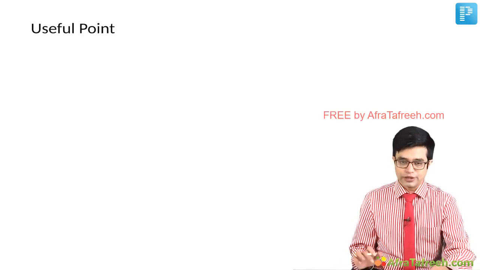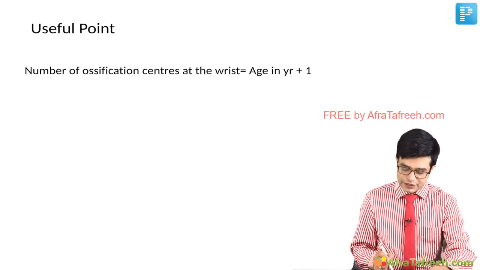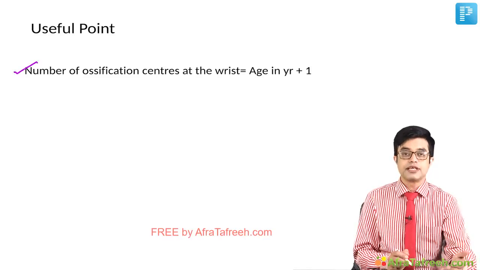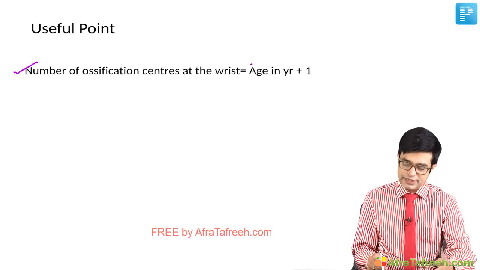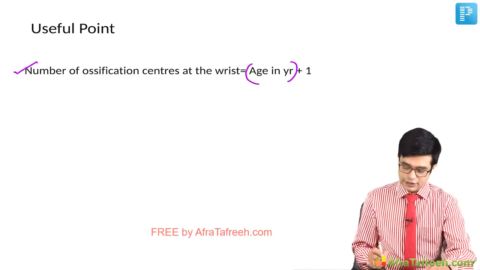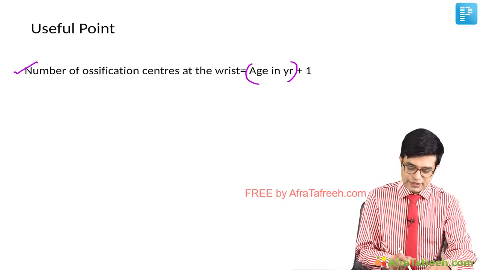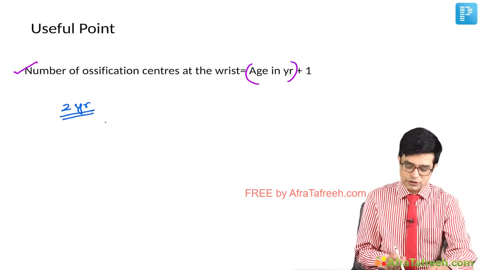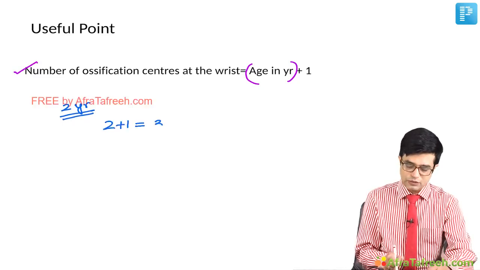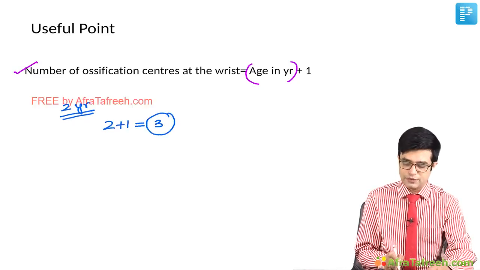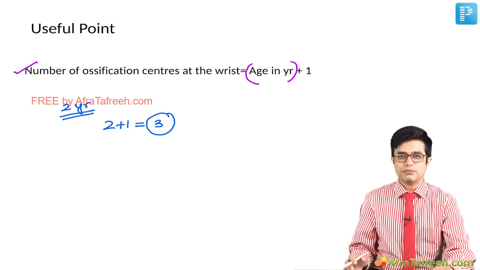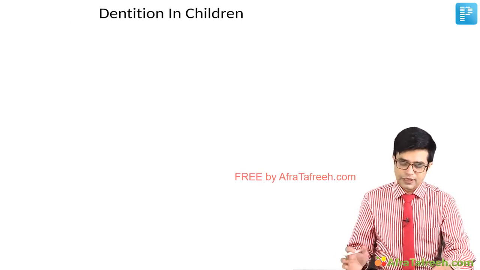Now a useful point: the number of ossification centers at the wrist. If somebody asks you what is the number of ossification centers at the wrist, remember it is age in years plus 1. So if somebody asks you how many centers will be visible in a 2-year-old child, the answer will be 2 plus 1 equal to 3 ossification centers visible at the wrist. This is just a simple numerical thing you can remember.